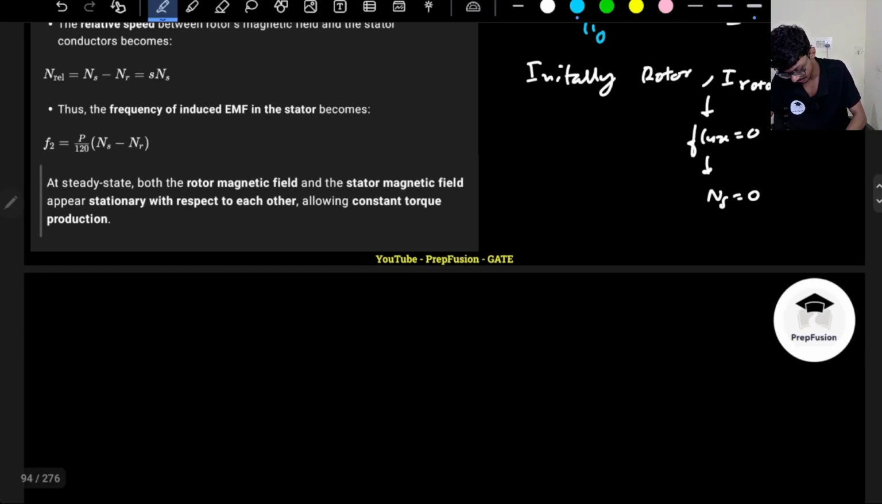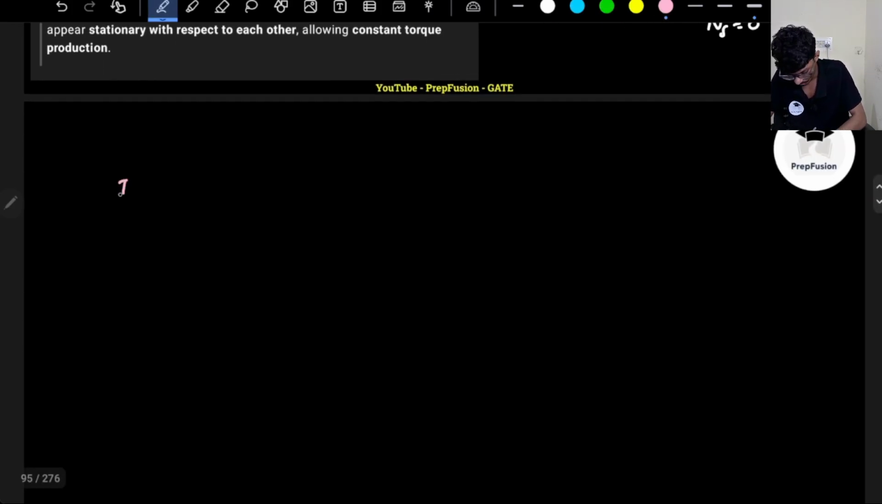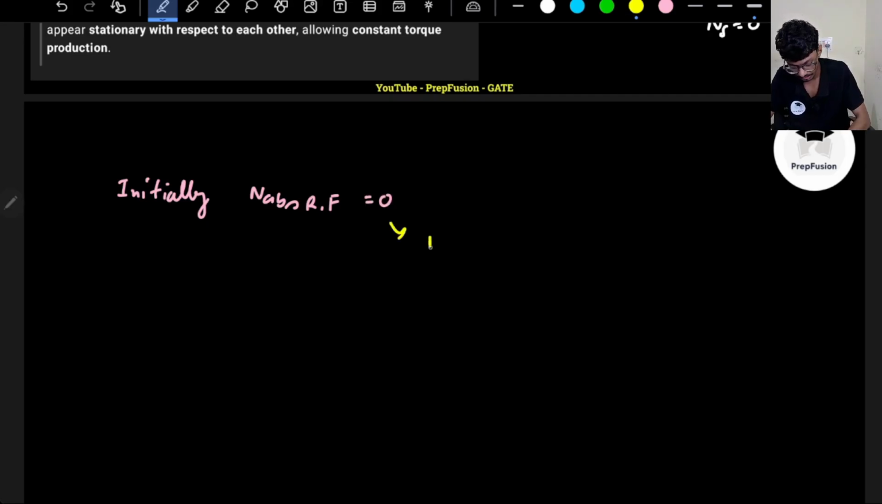So initially, the speed of the absolute rotating magnetic field with respect to a stationary object is 0. So I want to get to this value.